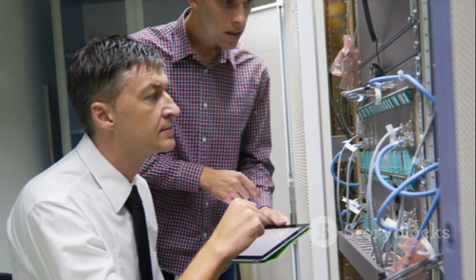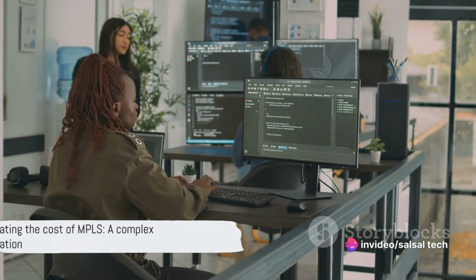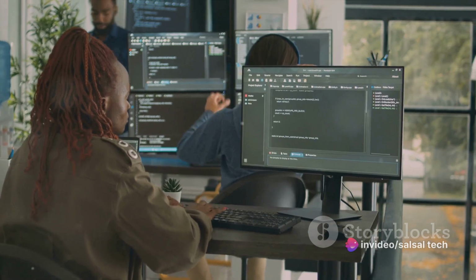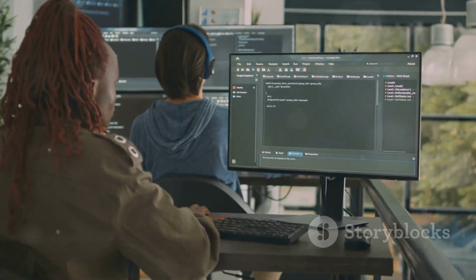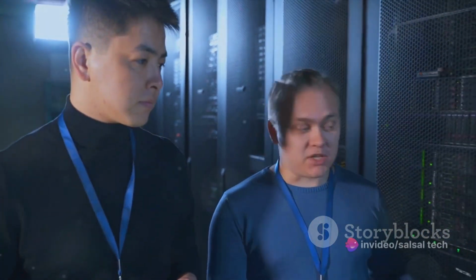This is a question that's been bouncing around in the minds of many. Well, let's delve into it. The cost of MPLS, like many other technologies, is influenced by a variety of factors. Bandwidth requirements, the number of locations, and the level of management are all variables that play a role in the final bill. Let's start with bandwidth requirements.